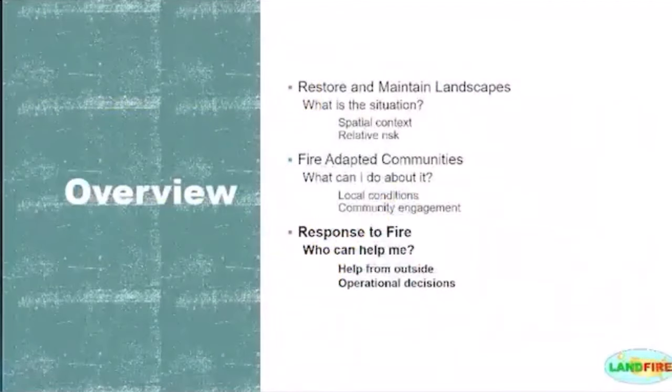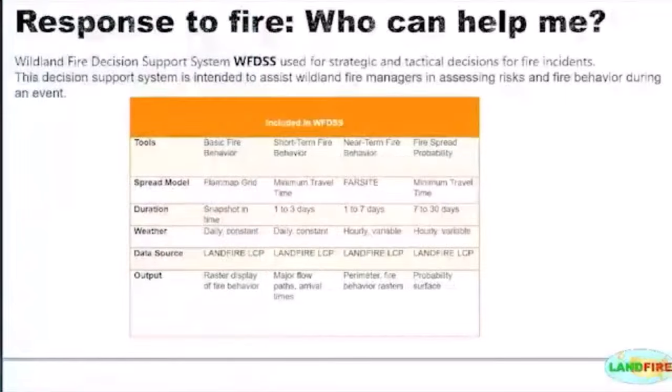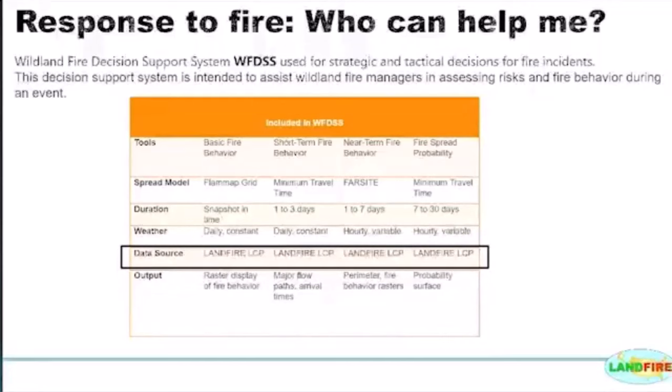And so finally, we get to response, and I know that we're trying to expand a little from that focal area, but it's still an important aspect of how LANDFIRE gets used. WFDSS, the Wildland Fire Decision Support System, is one of our super users. It's typically used on large incidents, to decide where to post resources and how to operationalize the incident. It's also helpful for fire behavior analysts and long-term analysts to provide information to the IC, for example. To do that, they use lots of different models, but all of them use LANDFIRE as their foundation.